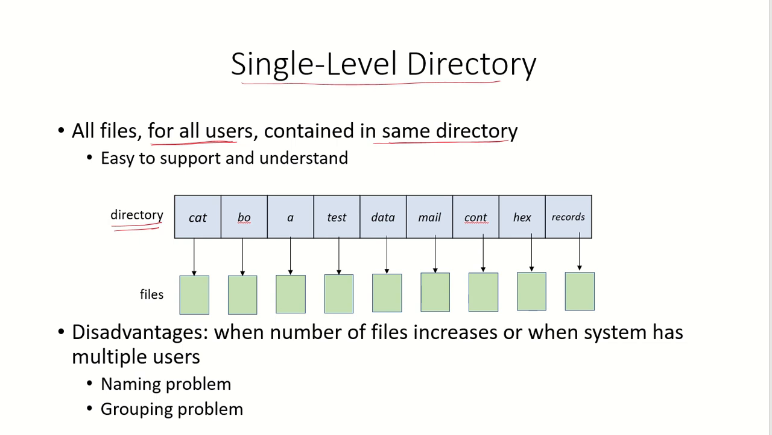So here this is the directory, and all the files over here are contained in this one directory. So all directory entries are here. This is file cat, so the entry for cat is here. This is file bow, so the entry for bow is here. So all the files for all the users are contained in the same directory.